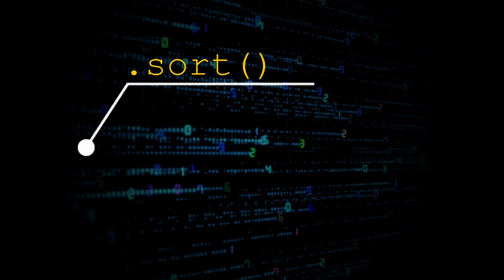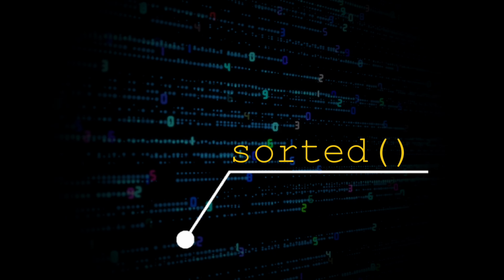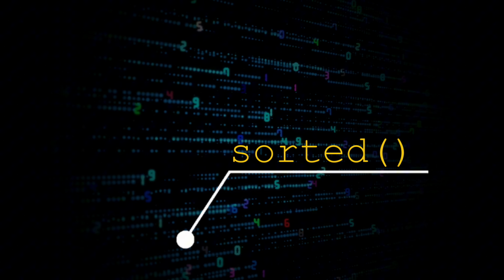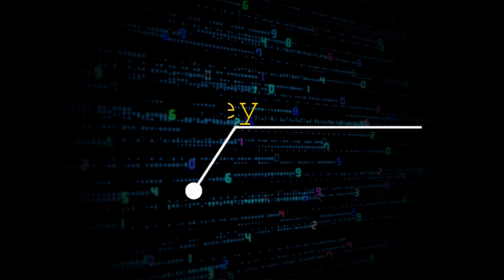Let's recap. The .sort method changes a list in place and returns nothing. The sorted function returns a brand new list and works on any iterable. Reverse equals True flips the order. Key lets you sort by anything.